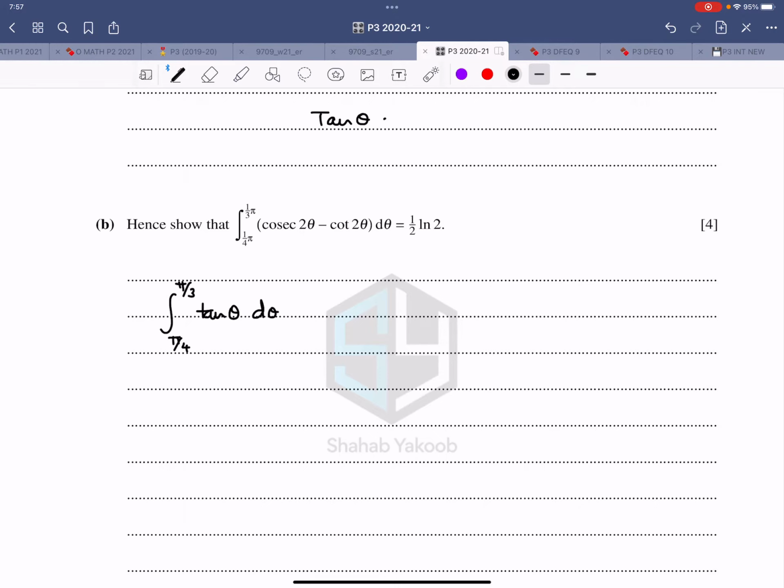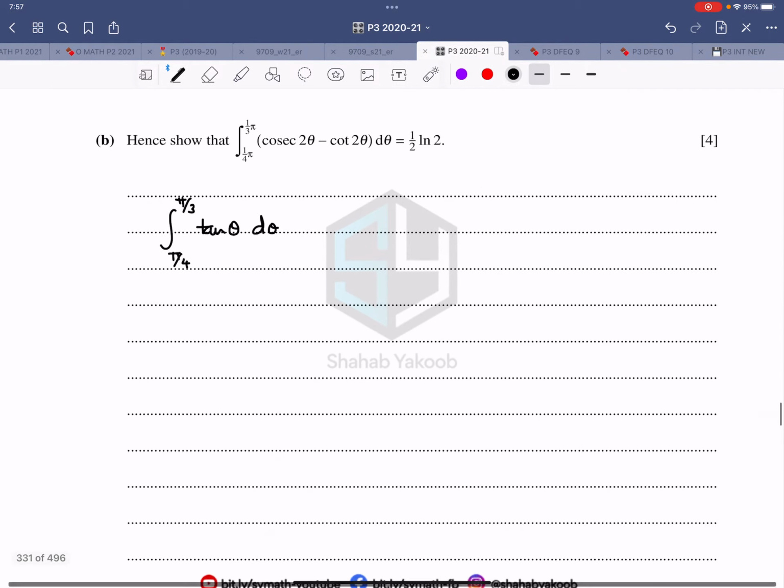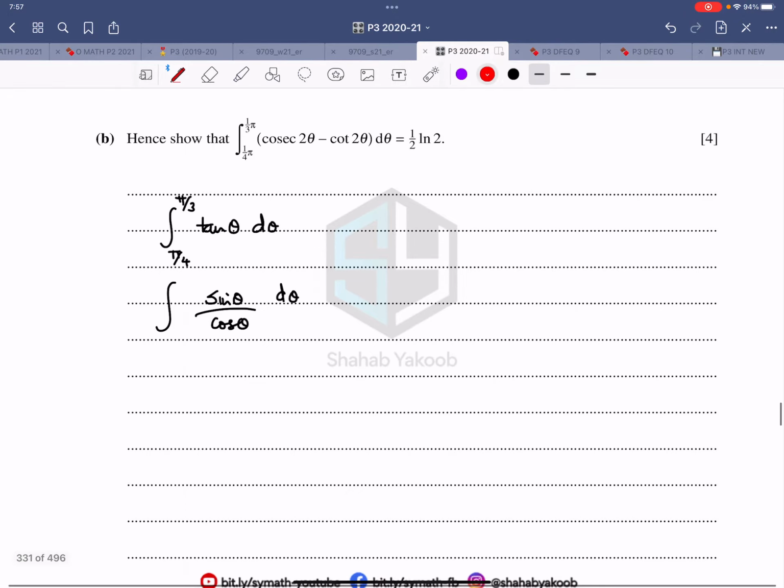So tangent is sine theta over cosine theta. Integral d theta. What is the derivative of sine? Derivative of sine is negative. Derivative of cosine is negative sine. So this negative is written. And in order to balance it, a negative is written on the outside.